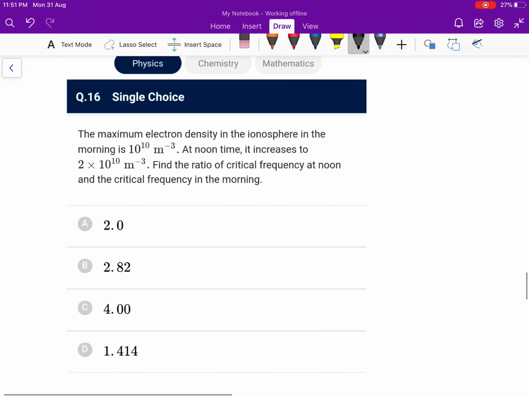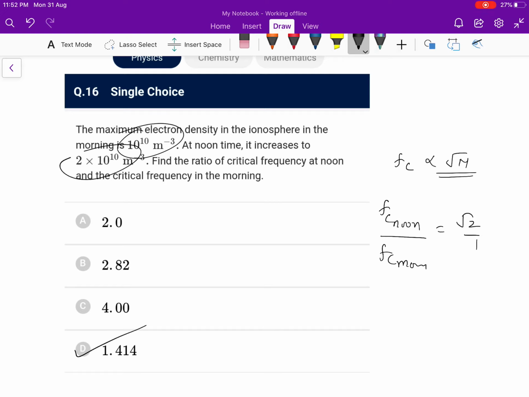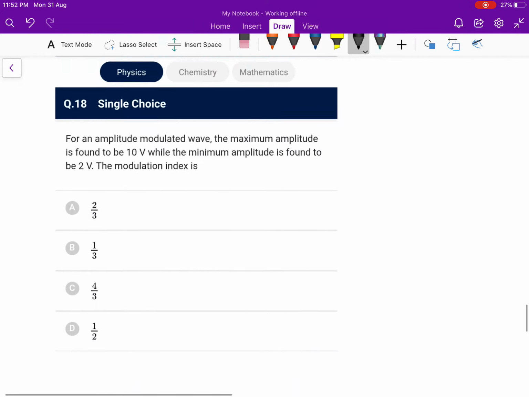Now some questions I am taking from the NTA Abhyas test. See the first one. The maximum electron density in the ionosphere in the morning is 10 to the power 10. At noon it increased to 2 into 10 to the power 10. Find the ratio of critical frequency at noon to the critical frequency in the morning. So critical frequency, I told you, is 9 root N, that is proportional to root N. So this density becomes twice at noon. So critical frequency at noon to critical frequency in the morning, because it has become 2 times, it would be root 2 is to 1. So go for option D directly. And that formula I told you, 9 root N, you can remember.